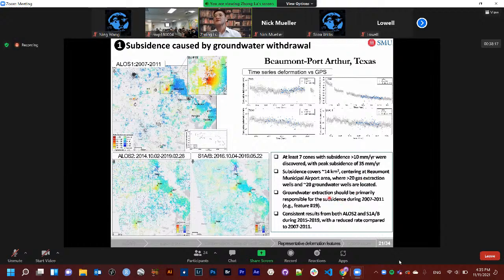So groundwater extraction is a primary issue. While I often tell sometimes groundwater, sometimes gas or oil extraction, because all these things are happening in the same place, you try to attribute the deformation to a single cause. Sometimes it's not trivial, right? So we do see consistent deformation from August 2007 during the past decade, but at a reduced rate. So that's the good side, right? So they show the InSAR compared with GPS at a few different locations.